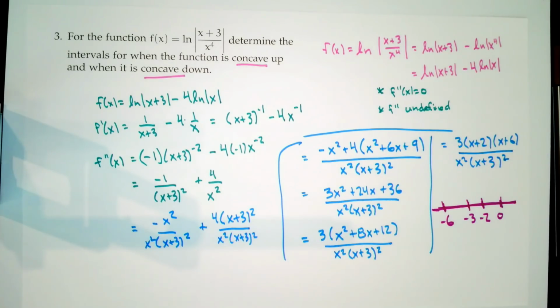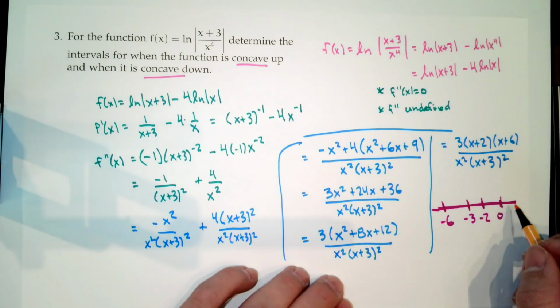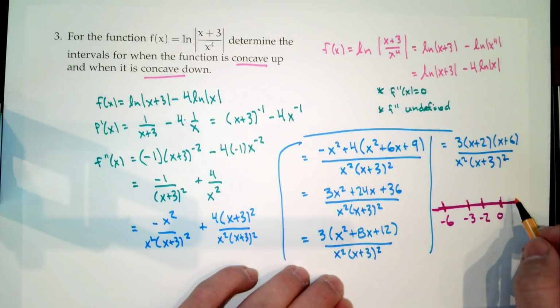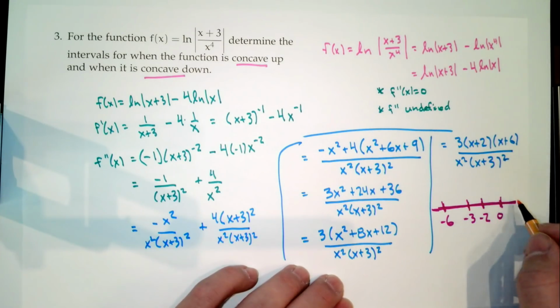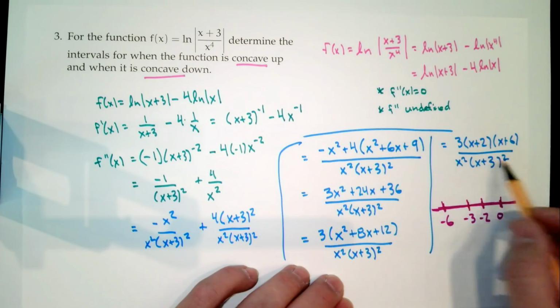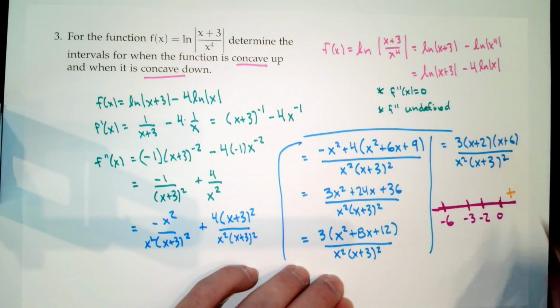So, next thing is plug stuff in. And you just go through one at a time. So plug something bigger than 0, say a billion or 1. They both work. Okay. And if you plug it in, you'll see everything here is positive. Life is good. So second derivative is positive on that interval.